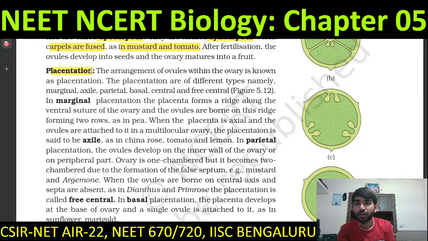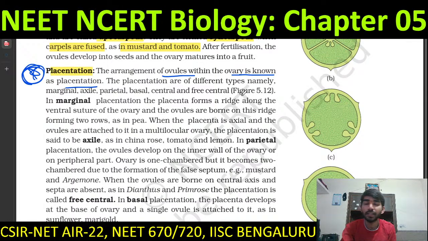Then another important point, similar to aestivation, is placentation. The arrangement of ovules within the ovary is called placentation, like the arrangement of sepals and petals was called aestivation. Placentation can be of different types: marginal, axial, parietal, basal, central, and free central. These are the different kinds of placentation that you should know.